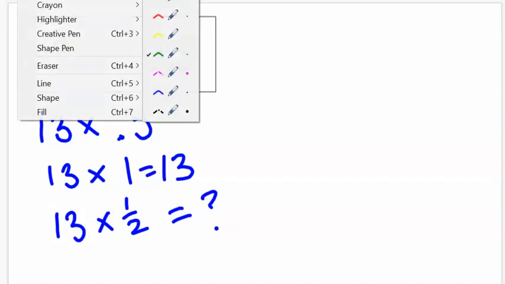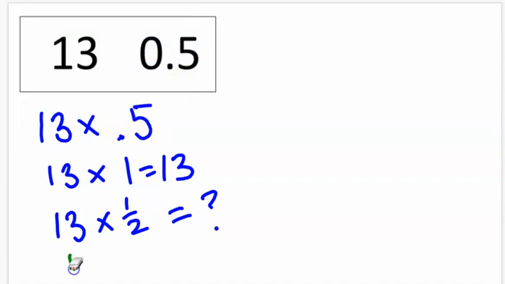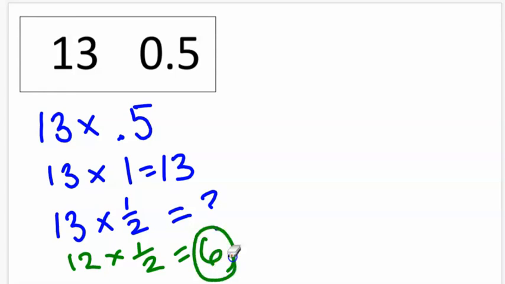So I know that if I have 12 and I have half of that, it is 6 if I multiply that by half. So I know that 13 is going to be more than that, but it's going to be about 6, but not quite 7. So the estimate is going to be 6. Thinking it's probably going to be about 6.5, which would be 6 5/10.